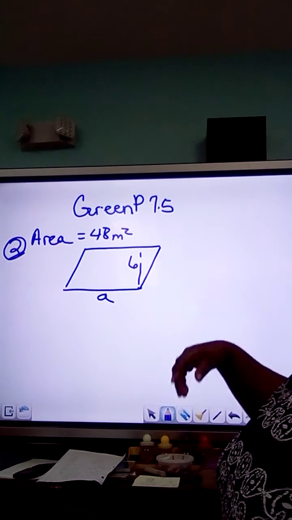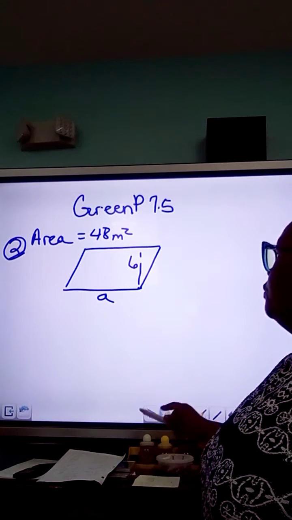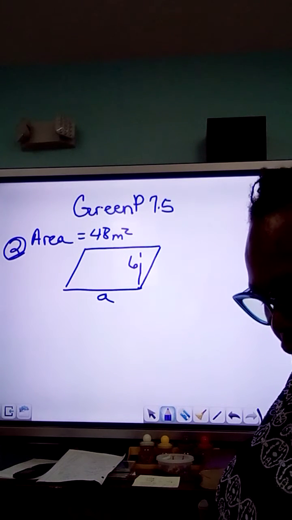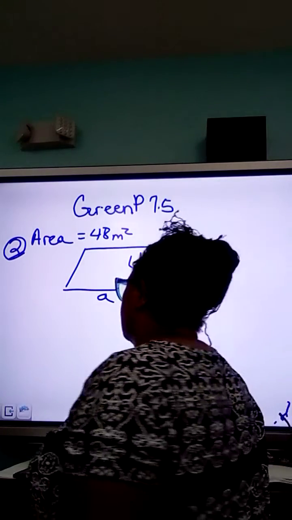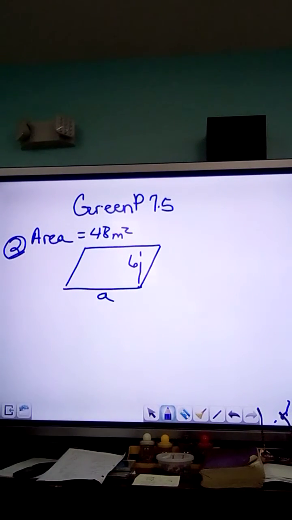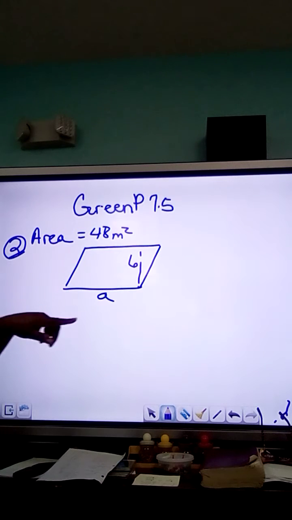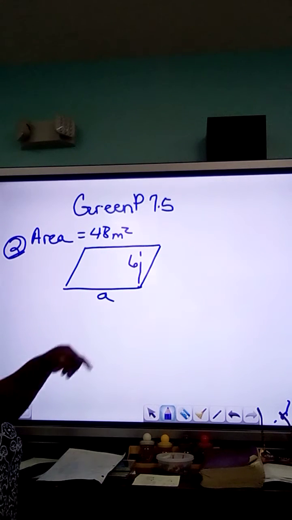All right. Here we're on our workbook page and I'm doing even numbers while you do odd on your own. Here we go. On number 2, it tells us that the area is 48 meters squared. Our shape is a parallelogram with a height of 6 and a base of 8.